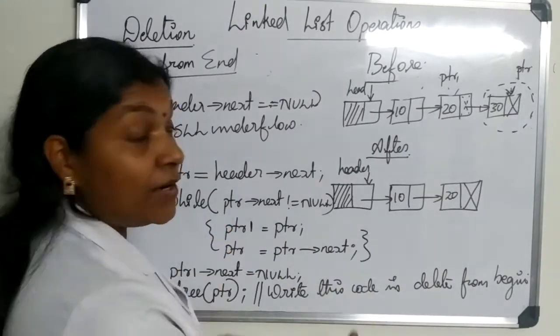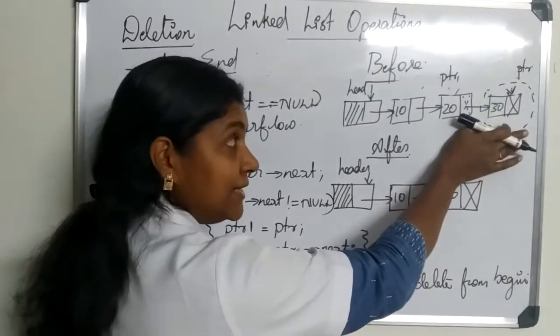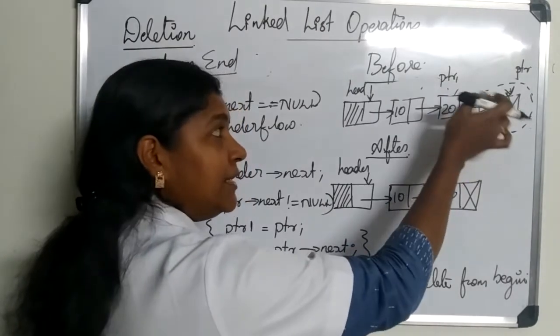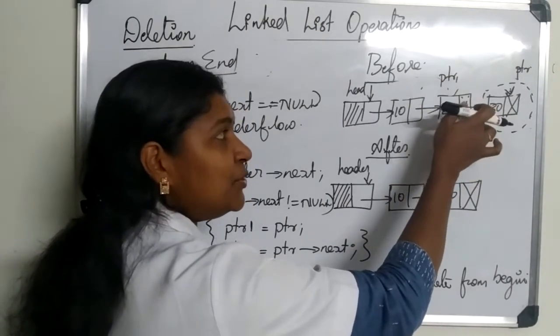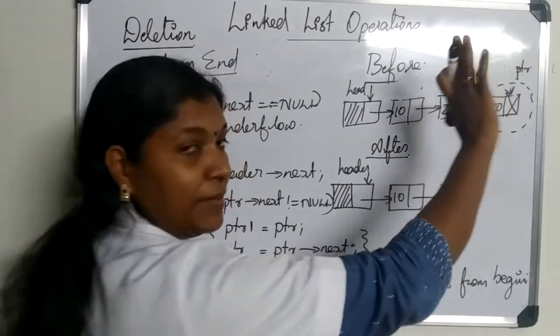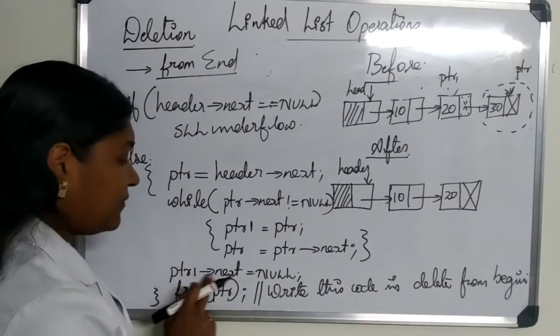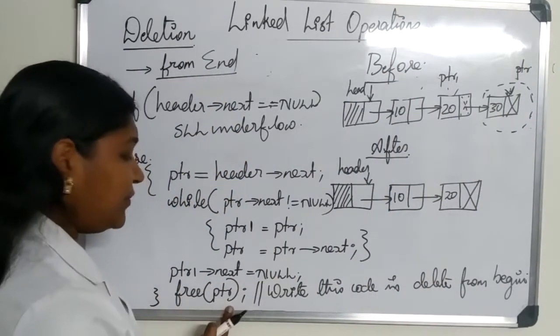Then once we are out of the loop, the status would be like this. Then what are we supposed to do? We need to make PTR1 dot next is equal to null and free of PTR. Okay, so PTR1 dot next is equal to null and free of PTR.